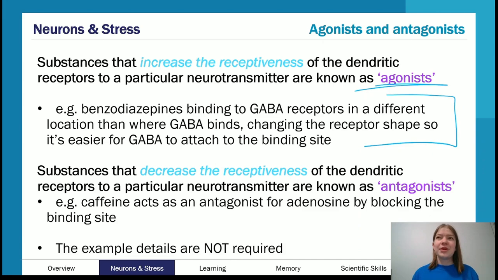You don't need to know the specific example. I know some people were a bit freaked out. There's a question in the 2017 exam that talks about caffeine acting as an antagonist. You weren't expected to have specific knowledge of that. It was more about knowing the general role of agonists and antagonists and applying that within the scenario in the question.